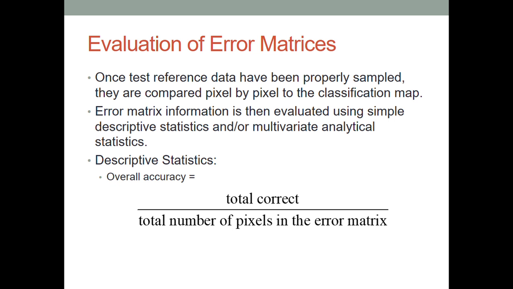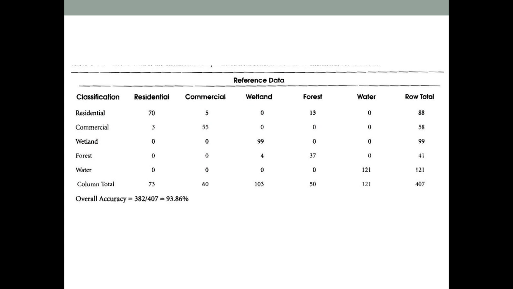Once test reference data has been properly sampled, it is compared pixel by pixel to the classification map. The error matrix information will be evaluated using simple descriptive statistics. You just divide the total correct over the pixels, that's it. Very simple. Or using multivariate analytical statistics. So there are several kinds of accuracy. The first one is the overall accuracy, where total correct is divided by the total number of pixels in the error matrix. So what happened?